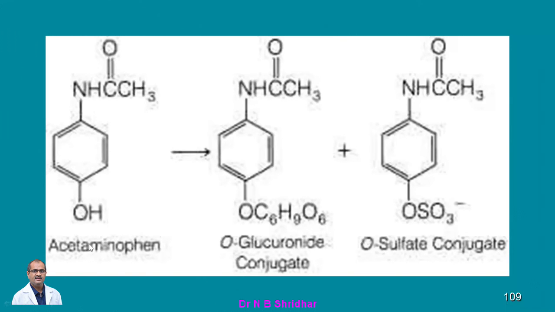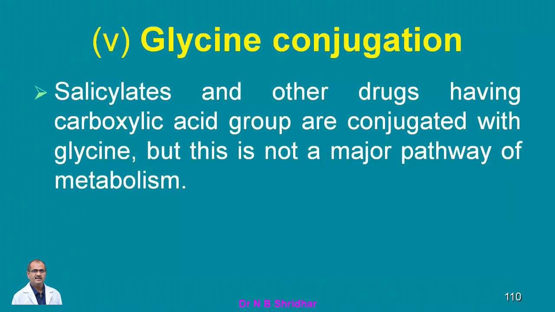So here you can see the example of acetaminophen. O-glucuronide conjugation will occur. This is the O-glucuronide conjugation. Then in this O moiety, once again sulfate conjugation will happen, and ultimately this gets excreted out of the body.